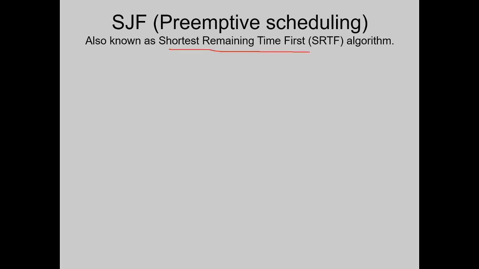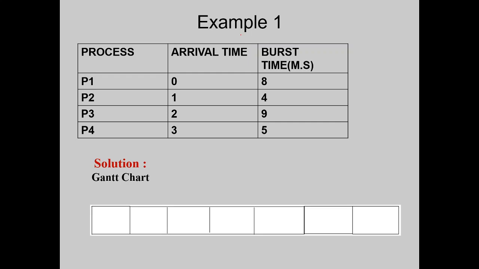So preemptive scheduling means once the process is allocated to the CPU, it can be taken away from that particular process in any situation. So based on this algorithm, we'll see the problems. So first problem, they are given here the process number and the arrival time and the burst time.